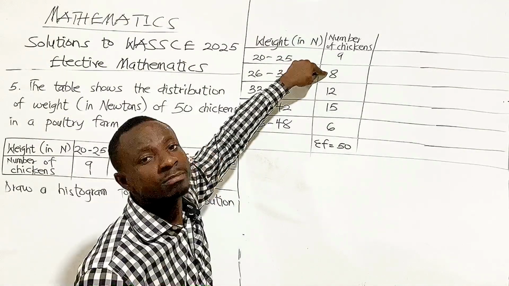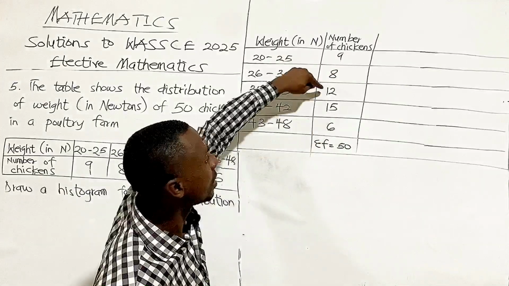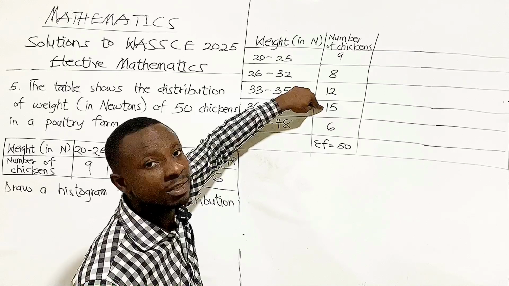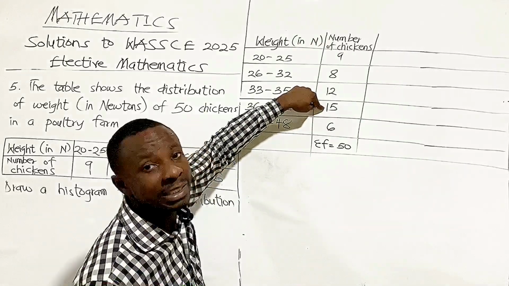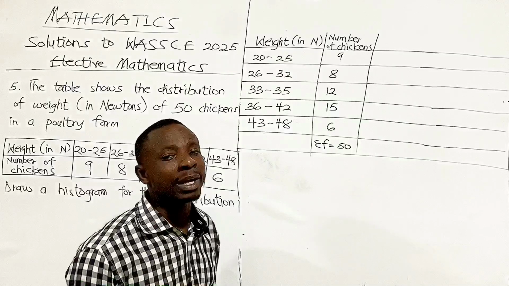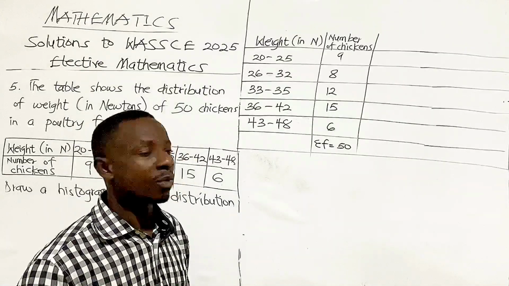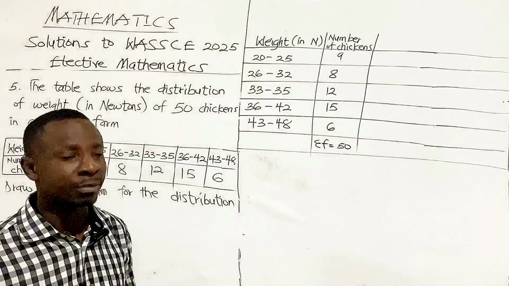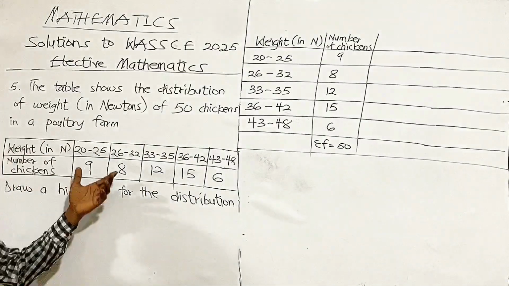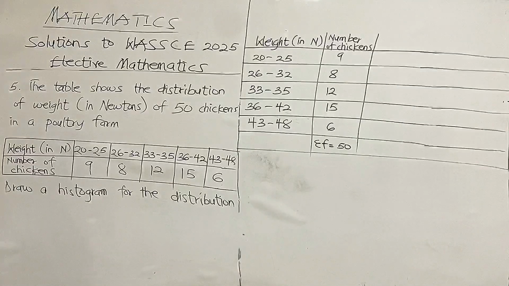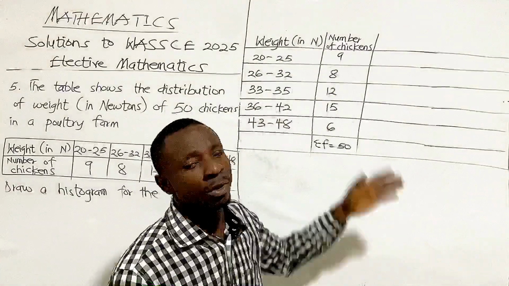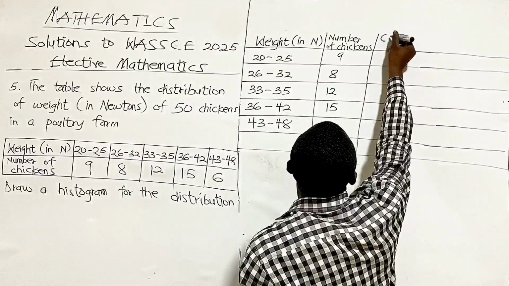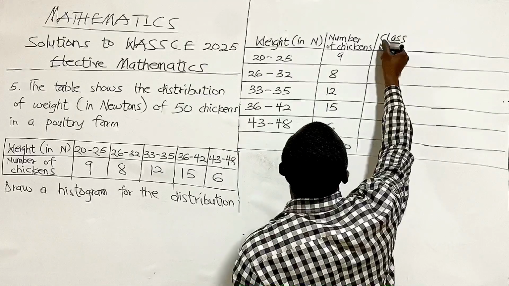9 plus 8, we have 17, plus 12, we have 29. 29 plus 15, we are going to get 44. Plus 6, we are getting 50, which is the same as the 50 chickens they gave us in the preamble. Now, this is histogram. And with histogram, after these two columns, we need to get our class boundaries.